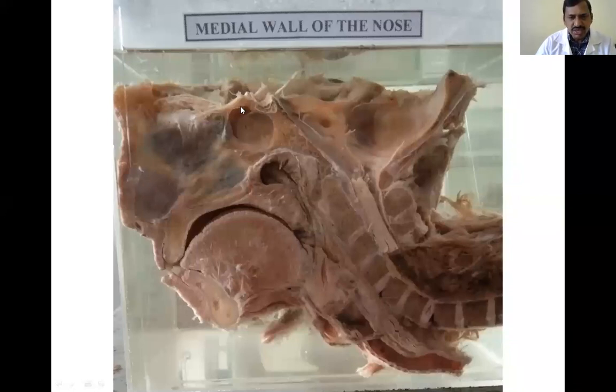Okay, next you see here clearly this is the sphenoidal sinus, a very big sinus. Above this is the fossa for the pituitary gland, the hypophyseal fossa, and this is the pituitary gland. The sphenoidal sinus also opens into the nasal cavity. Here you see the posterior extremity of the nasal cavity, and it opens into the nasopharynx. This is the nasopharynx.